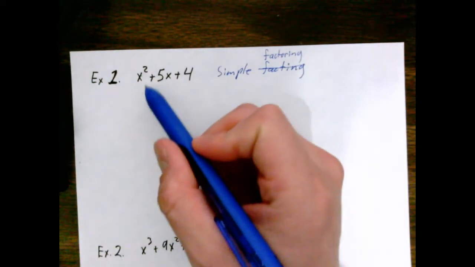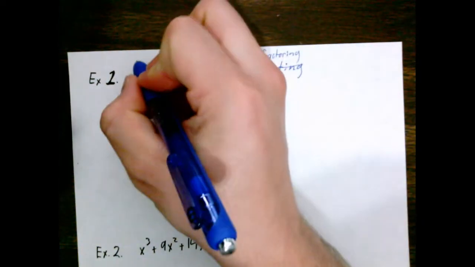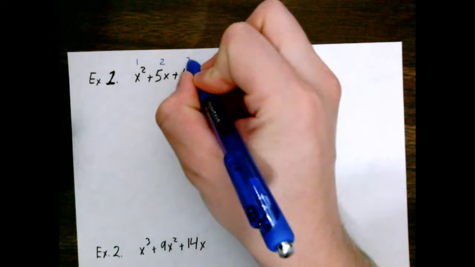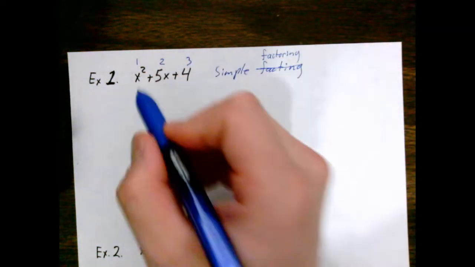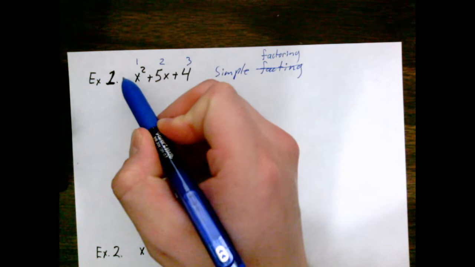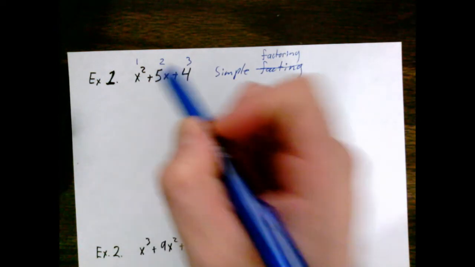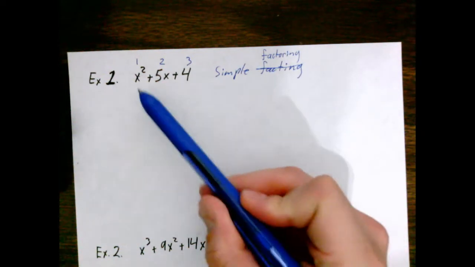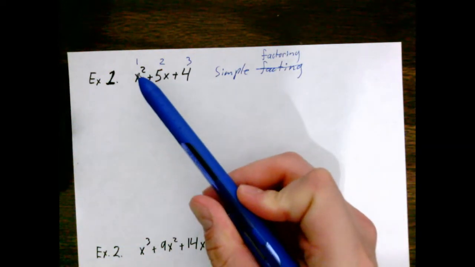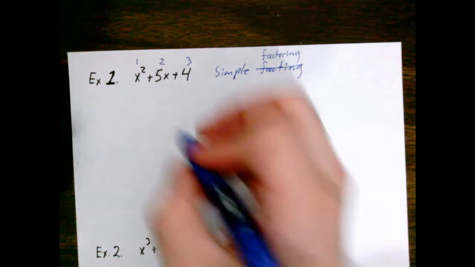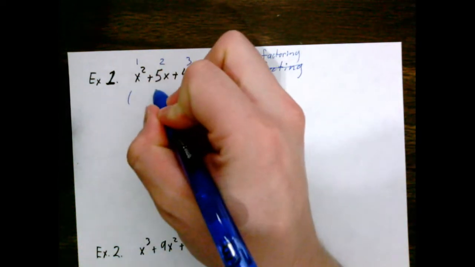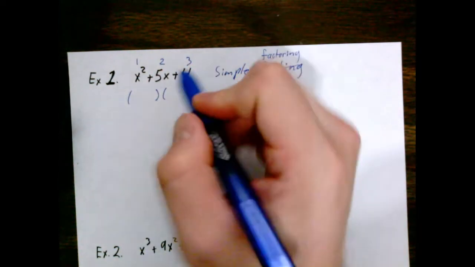So we know this is simple factoring because there are 1, 2, 3 terms on this, and there's nothing in front of our x squared. If we put something in front of this x squared, it's going to be a different type, but we'll see that later. So this is simple factoring because there are 3 terms, and this is just a regular x squared. So we want to break this up into 2 things that multiplied together to give us this.